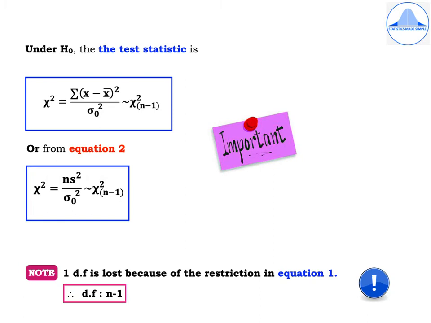So depending on the information which is given, we use either the first form of the test statistic or the second form. Note that here the total number of observations in a random sample is n and the degrees of freedom is n minus 1, because 1 degree of freedom is lost or reduced from n because of the restriction in equation 1, that is n x bar is equal to summation x.